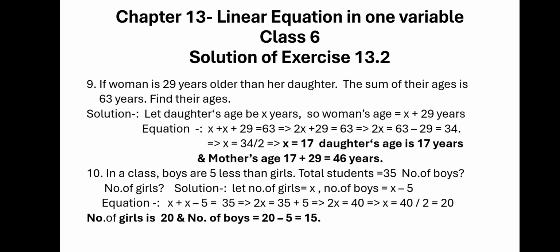So their sum, because the total students in the class is 35. So number of girls x plus number of boys x minus 5 equal to 35. So 2x equal to 35 plus 5, because negative 5 we have transposed to the other side. So it is 35 plus 5 and 2x equal to 40. That implies x is equal to 40 upon 2, which is 20. So the number of girls in the class is 20 and therefore the number of boys will be 20 minus 5, that is 15. So you can see 20 plus 15 is 35.